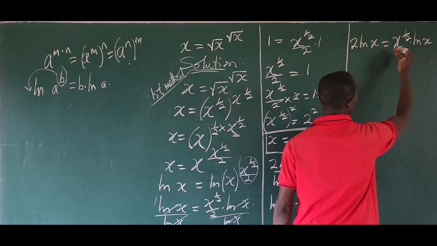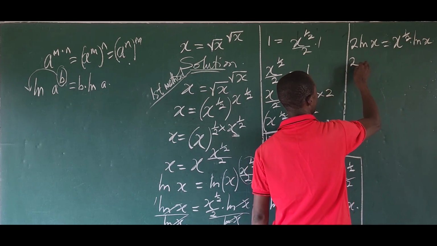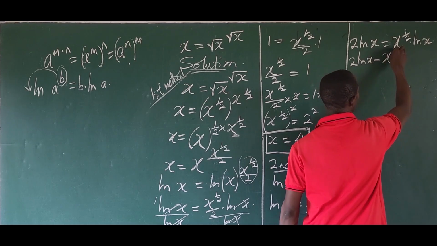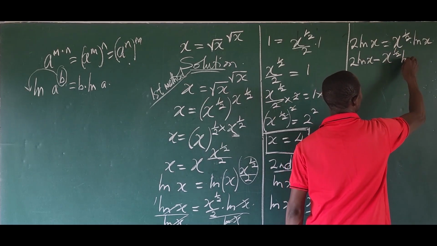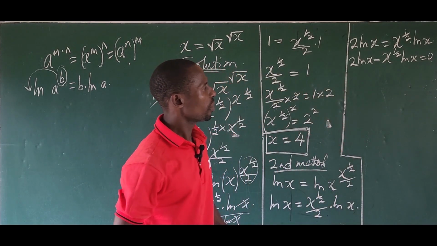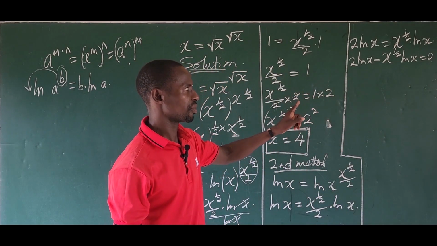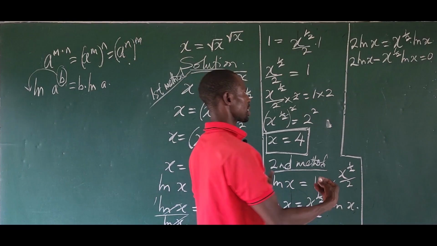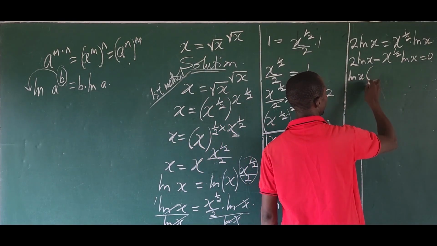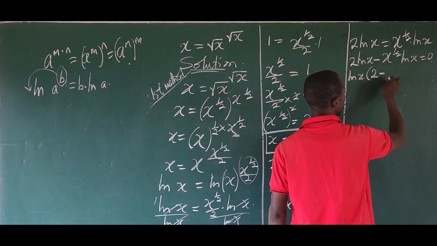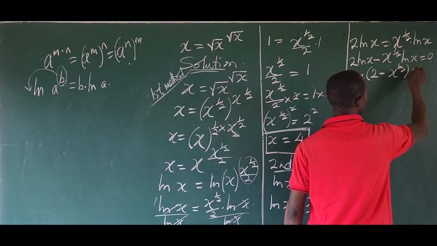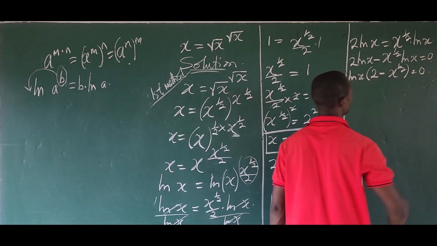Like I said earlier on, move this to this side of the equation. So we're going to have 2 ln of x minus x to the power of 1 over 2 times ln of x equal to 0. Now, what is common to this expression is ln of x. So we factor out ln of x. So we are now left with ln of x times open bracket 2 minus x to the power of 1 over 2 close bracket equal to 0.